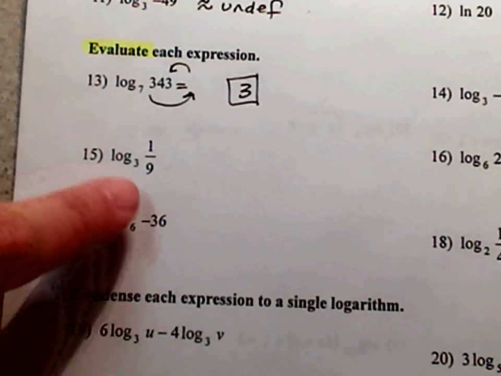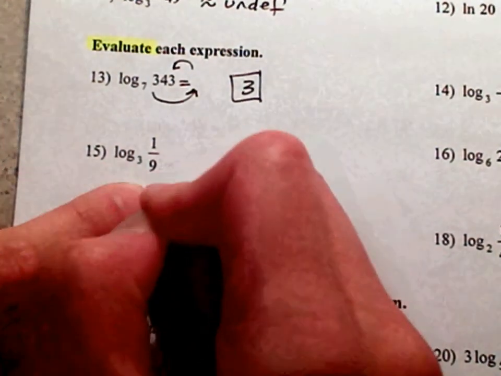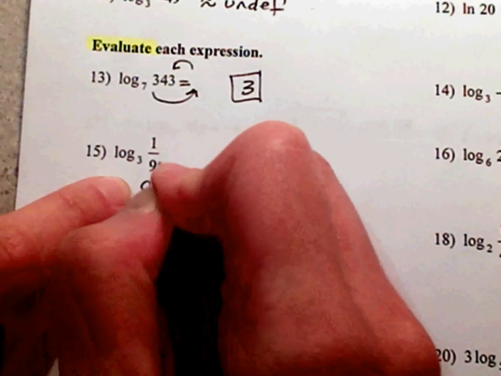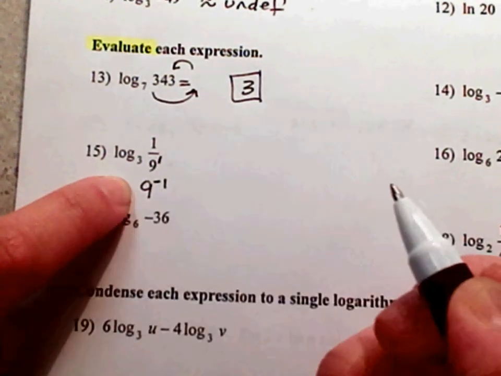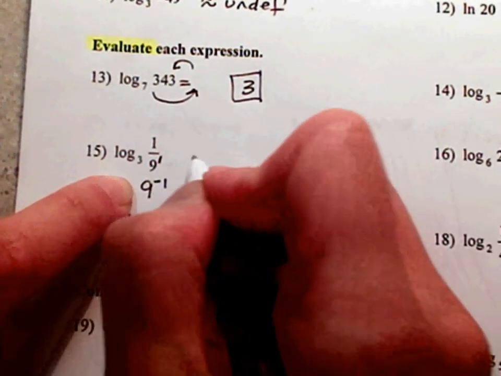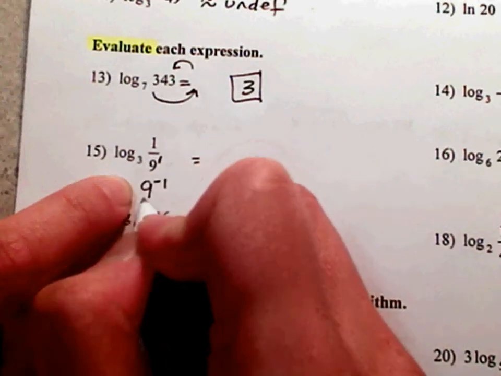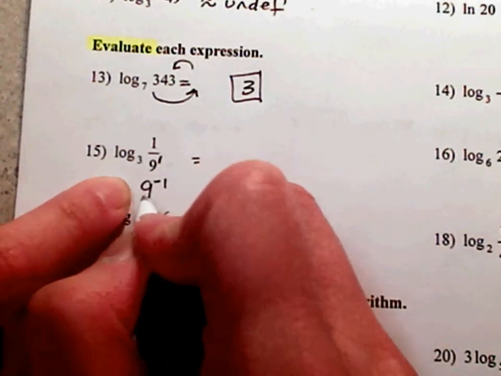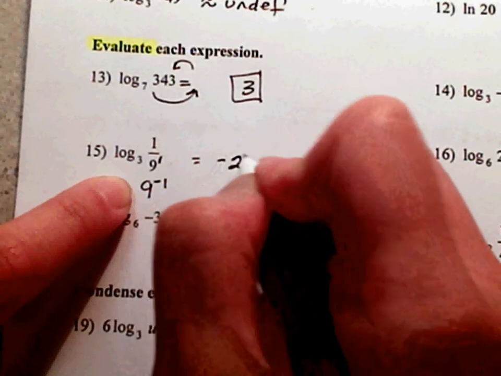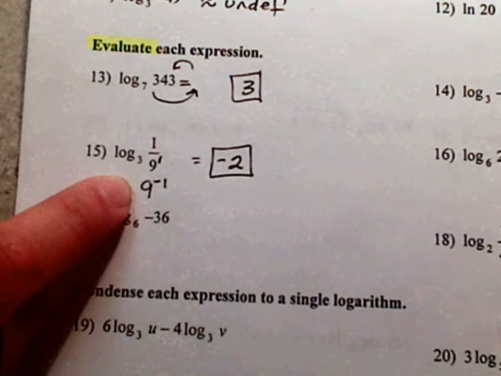15. Notice you have a fraction. If it's a fraction, this is the same thing as 9 to the negative 1. Okay? So you ask yourself, 3 to what power is equal to 9? Well, 3 to the negative 2 will give you 1 over 9.